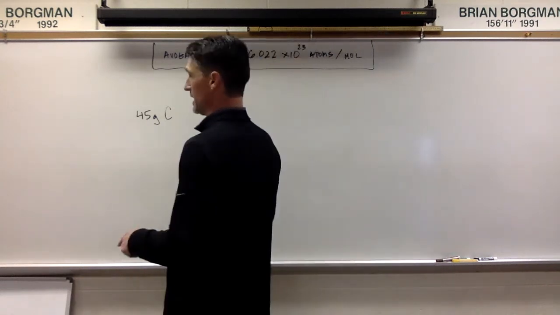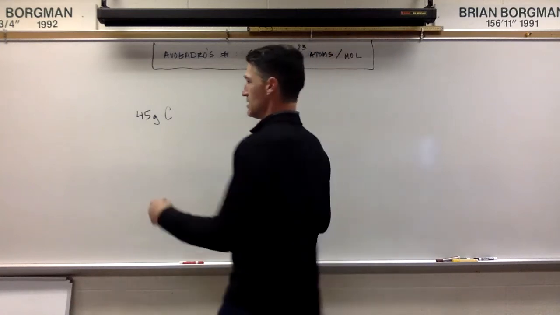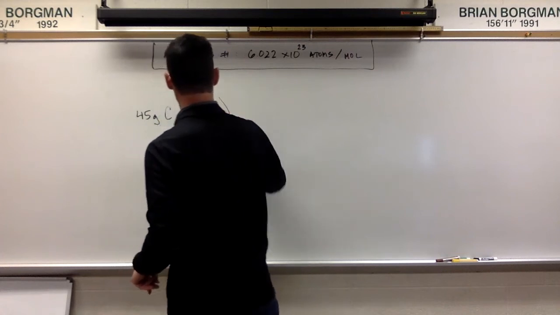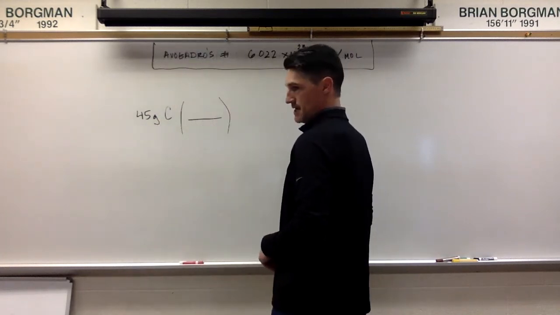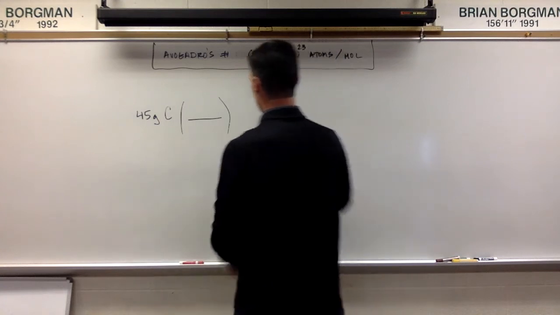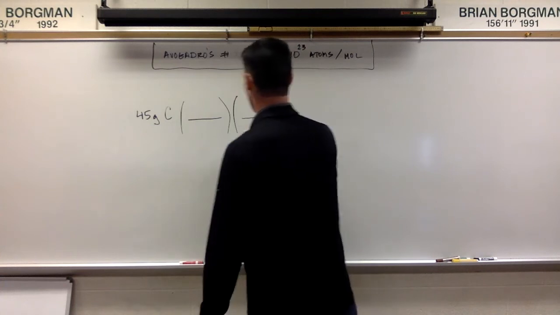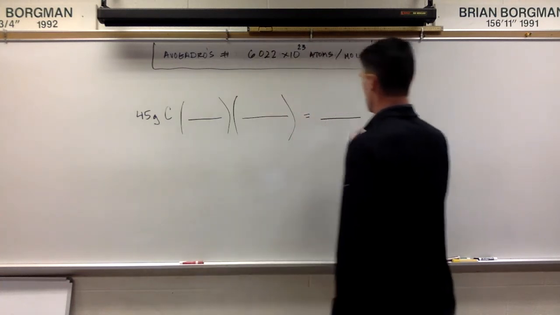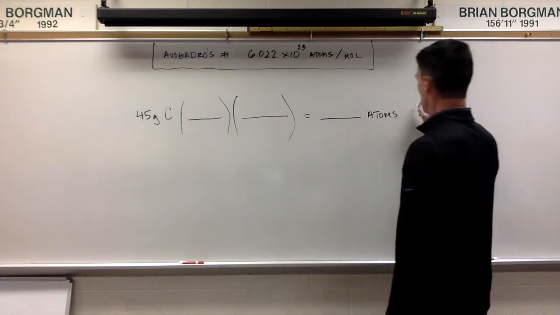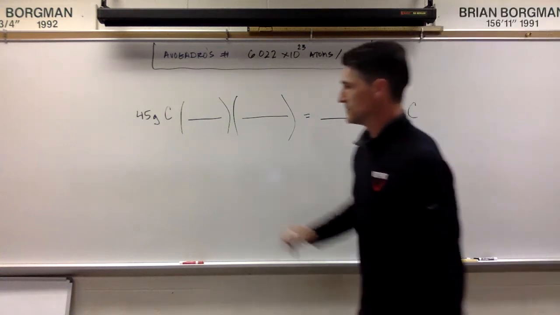So first thing you got to do, from Michigan, you got to go to Ohio. Then from Ohio, you can go to Kentucky. So I got to go from grams to moles first. So I'm going to do a bracket. And then once I go from Michigan to Ohio, I'm going to go from Ohio to Kentucky. So then I'll have another bracket. When I'm done, we're trying to figure out the number of atoms of carbon. That's the goal.